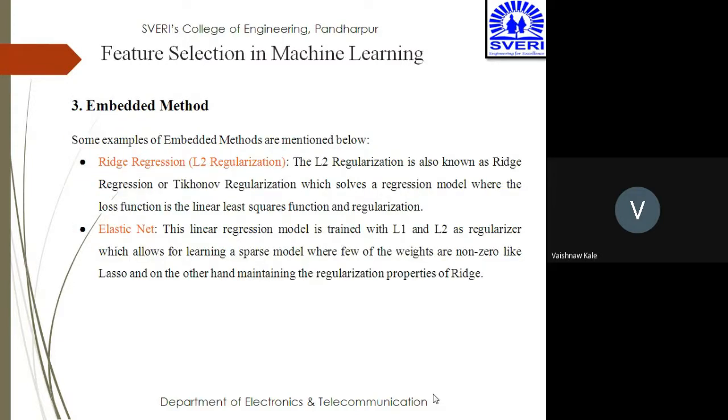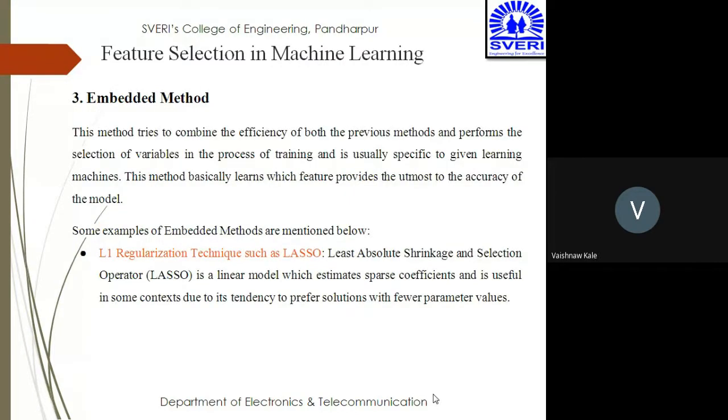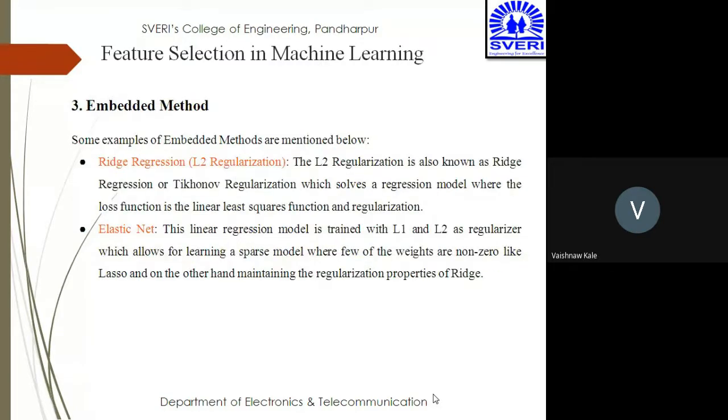Then the second one is ridge regression, also called L2 regularization. The first one is called L1 regularization, which we call lasso, and this is L2 regularization, which we also call ridge regression. This L2 regularization is also known as ridge regression or Tikhonov regression, which solves a regression model where the loss function is the linear least squares function and regularization.